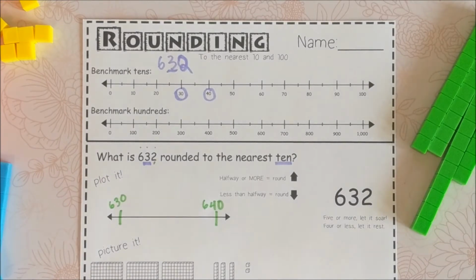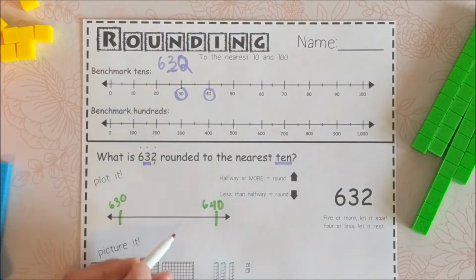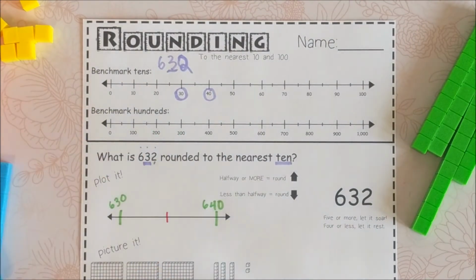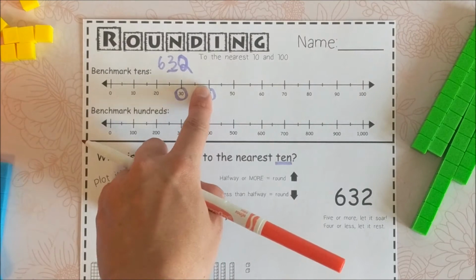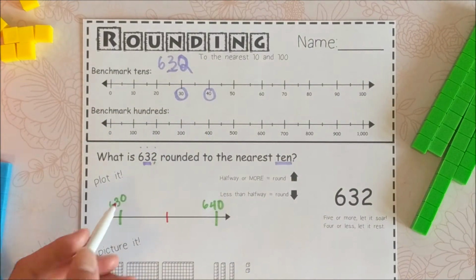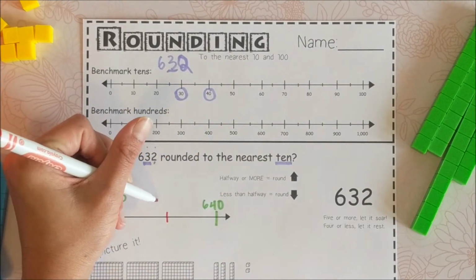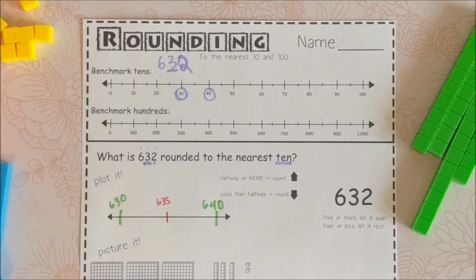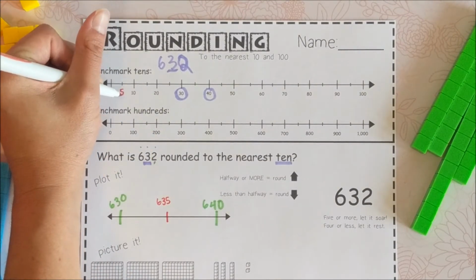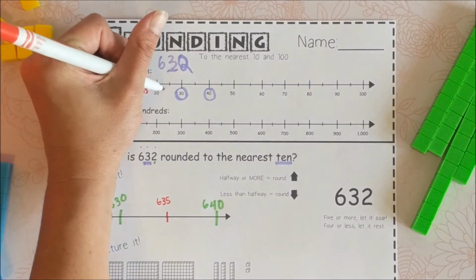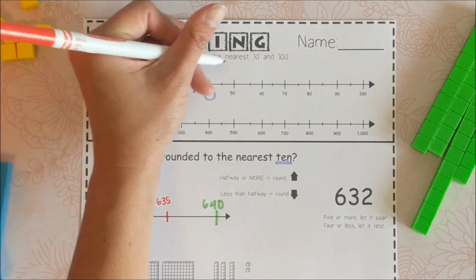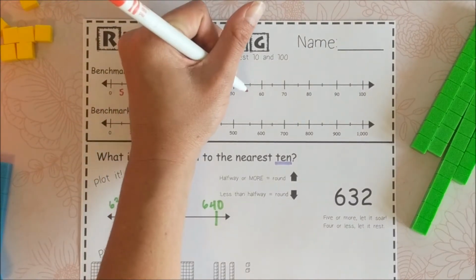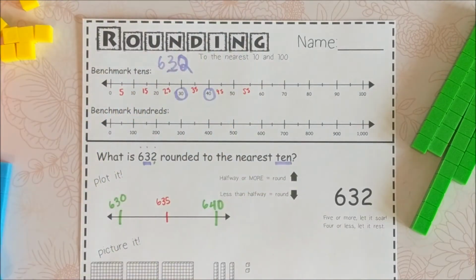So I'm going to grab another color, and you can use your pencil, and just make a mark between these two. Well, halfway between 630 and 640, you're going to use your 5s there. So halfway between would be 635, because all your halfways are 5s. 5, 15, 25, 35, 45, 55, etc.